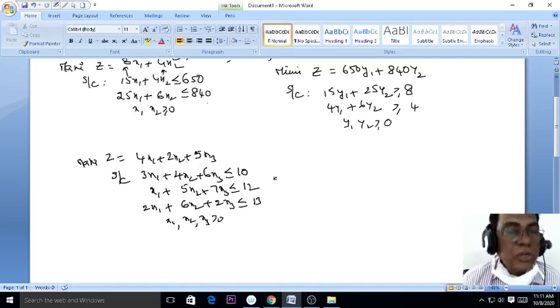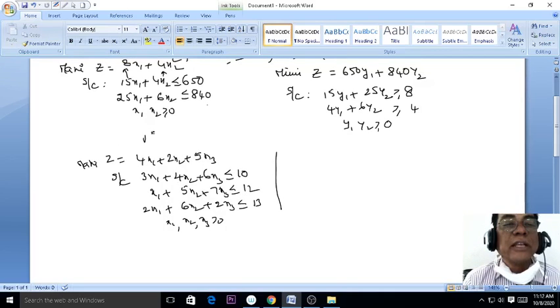Now use the dual method. Before applying the methodology, first convert the primal to the dual. If the question is given as maximization, the opposite is minimization. So this point is called the primal. First you write like this.